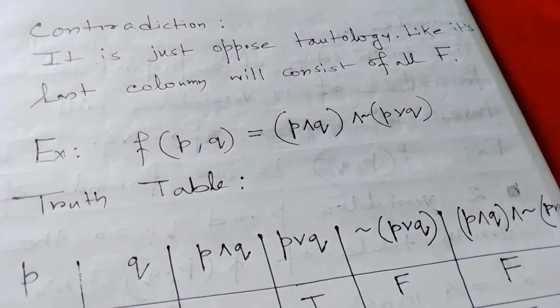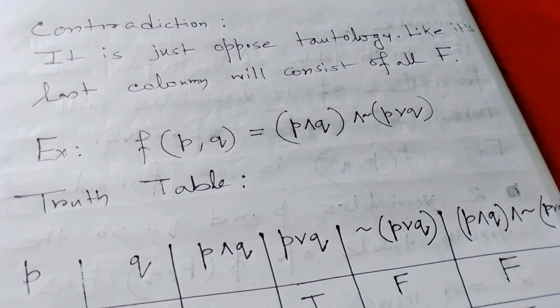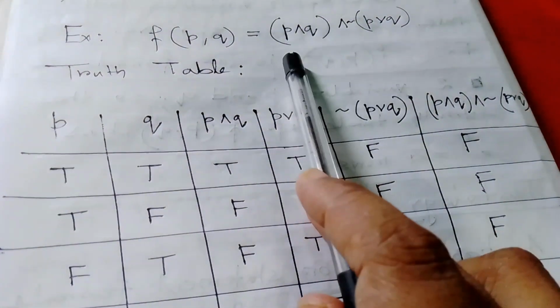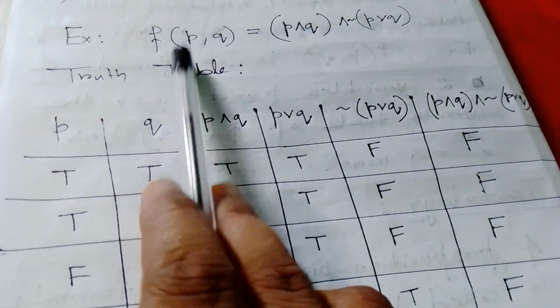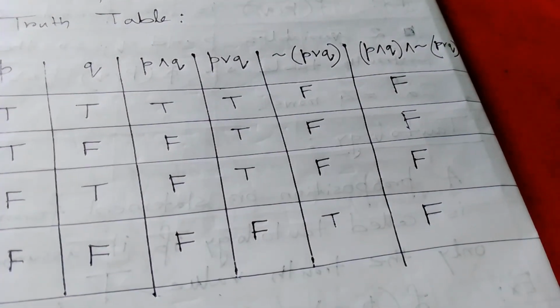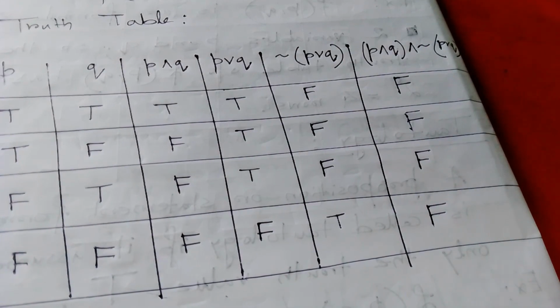Contradiction is just the opposite of tautology. The last column of the truth table will be all F. So let me take you to an example. This is the propositional formula consisting of variables p and q. This is the truth table. We can see the last column of this propositional formula is all F. So this is called a contradiction.